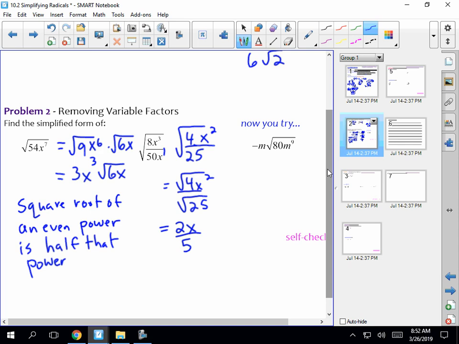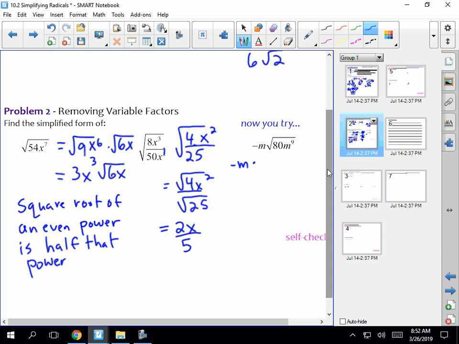All right, then now you try. It's too different for you just to try. I'm going to show you something. They threw something out here that they don't have out there. So there's a negative m out here. What do we do with this negative m? We just kind of bring it along for the ride here. It's going to get multiplied by whatever we pull out.